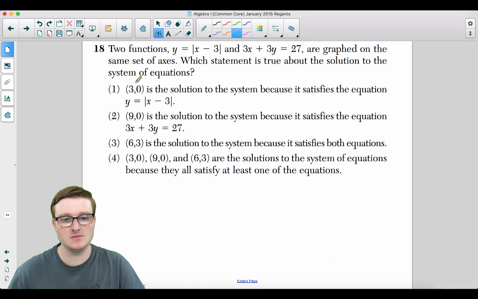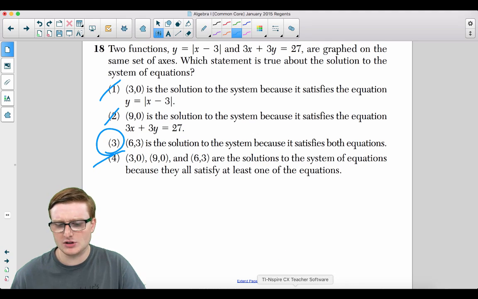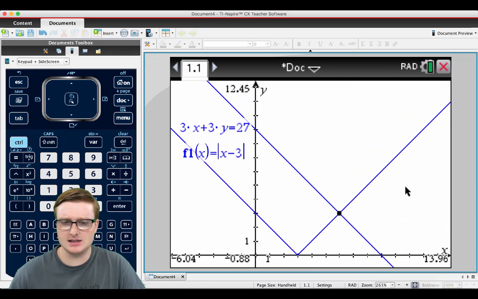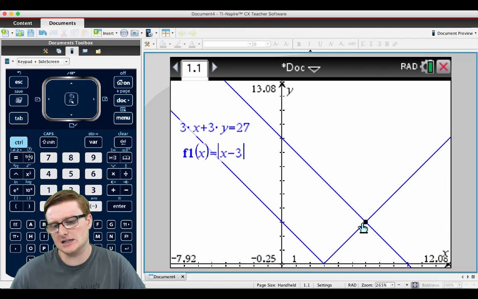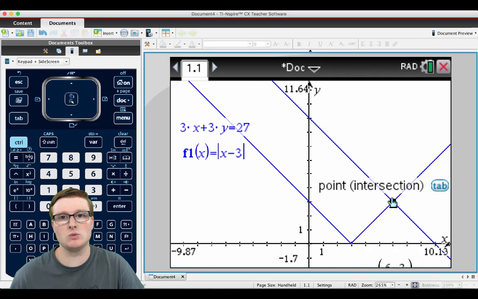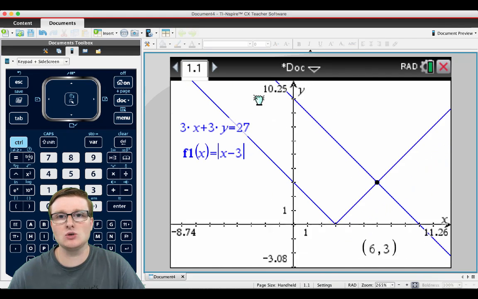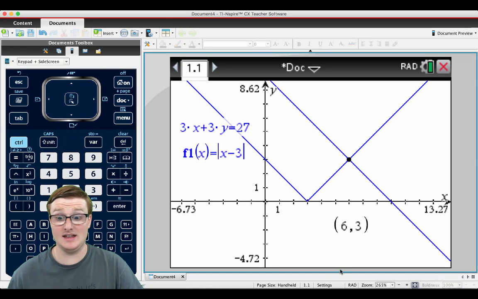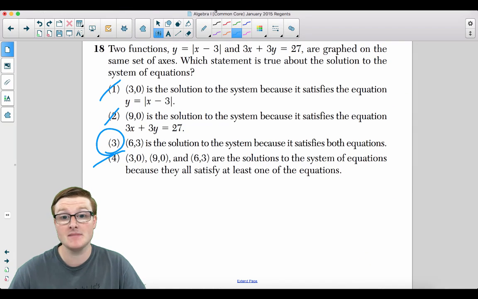Okay, let's talk about this. 3, 0 is the solution to the system? No. 9, 0 is the solution to the system? No. 6, 3 is the solution to the system because it satisfies both equations. Yeah. Awesome. And I don't know where they're getting these points from. I think what they're trying to do is trick you because, look, this line only touches this absolute value function at one point. These lines are parallel, so there's only one intersection point. I don't know where they're getting that stuff from. So the answer has to be choice 3.